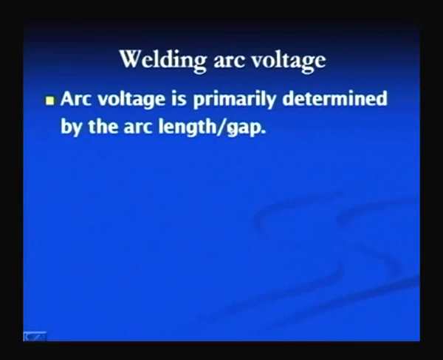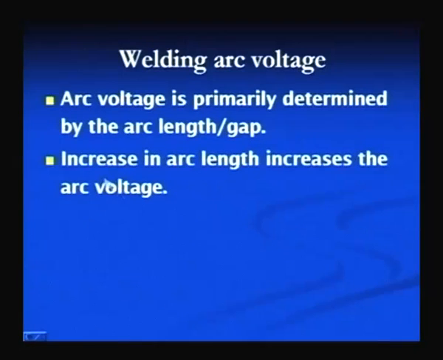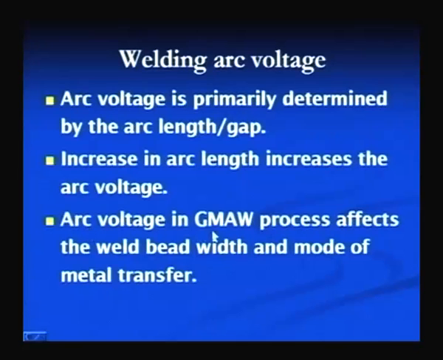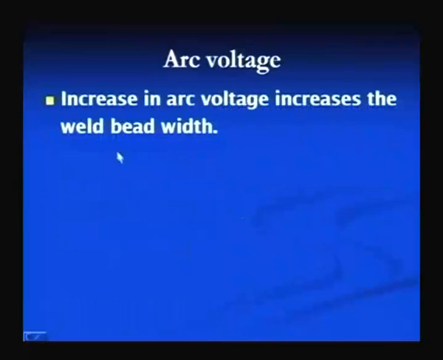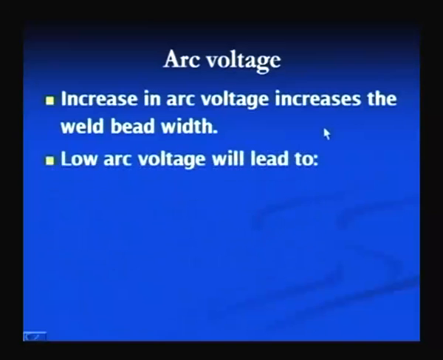Welding arc voltage primarily determines the arc length or arc gap. Increase in arc length increases the arc voltage, and the arc voltage in the gas metal arc welding process particularly affects the weld bead width and the mode of metal transfer. Here increase in arc voltage increases the weld bead width particularly. That is what we can see, increase in arc voltage increases the weld bead width.